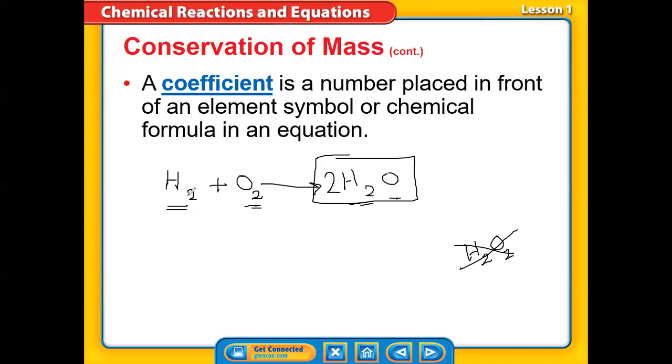So what should we do? Hydrogen is 4 and oxygen is 2. Now we have 4 hydrogens on this side, but on that side how many hydrogens? 2. So is hydrogen balanced? No. So what should we do now? Put a coefficient 2 here. Like this, here we have 4 hydrogens and here we have 4 hydrogens. Here we have 2 oxygens and here we have 2 oxygens. So overall, the chemical equation is balanced now. You get the idea, guys?